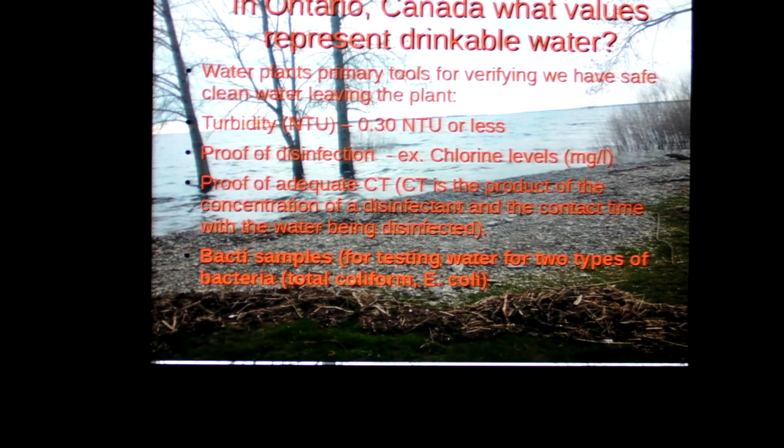In Ontario, Canada, what values represent drinkable water? Water plants' primary tools for verifying we have safe, clean water leaving the plant are, one, turbidity, measured in NTU, and the goal would be 0.30 NTU or less. Proof of disinfection, for example chlorine levels measured in milligrams per liter. Proof of adequate CT. CT is the product of the concentration of a disinfectant and the contact time with the water being disinfected. Finally, BAC-T samples for testing water for two types of bacteria, total coliforms and E. coli.